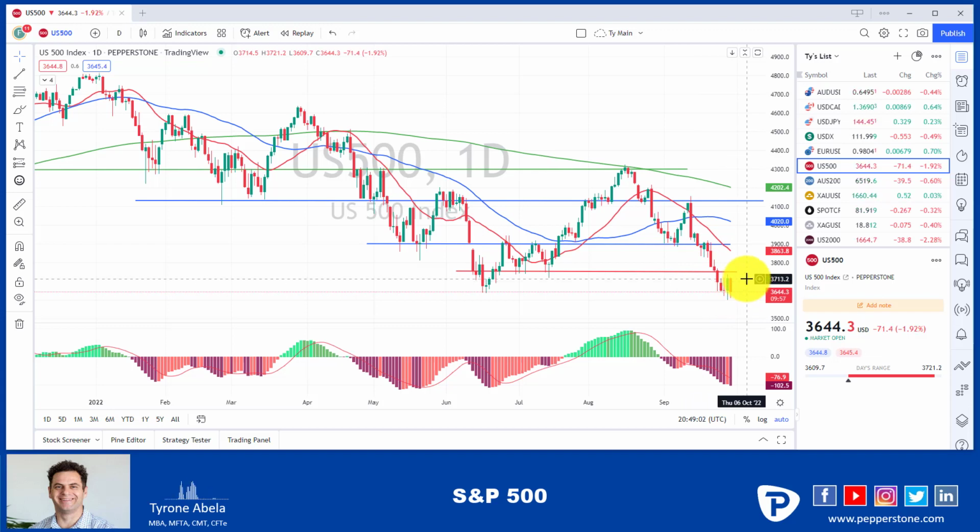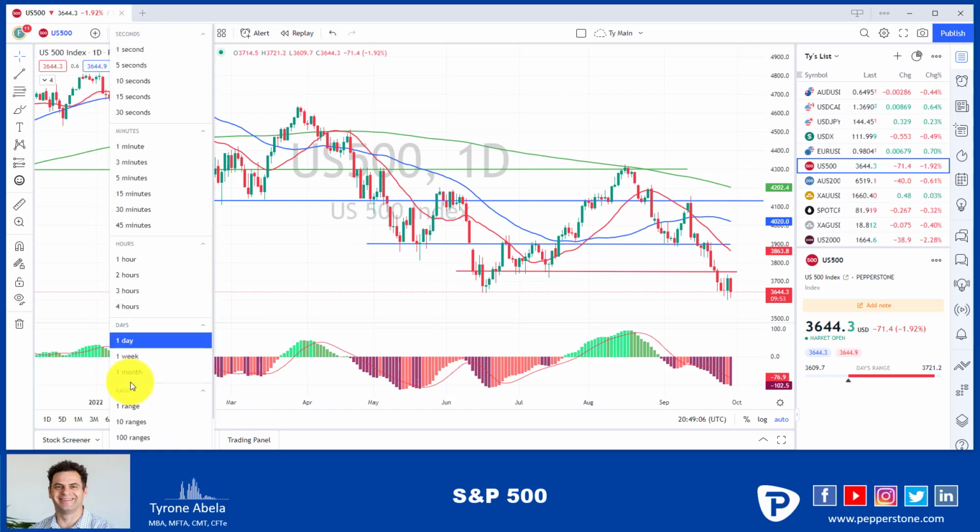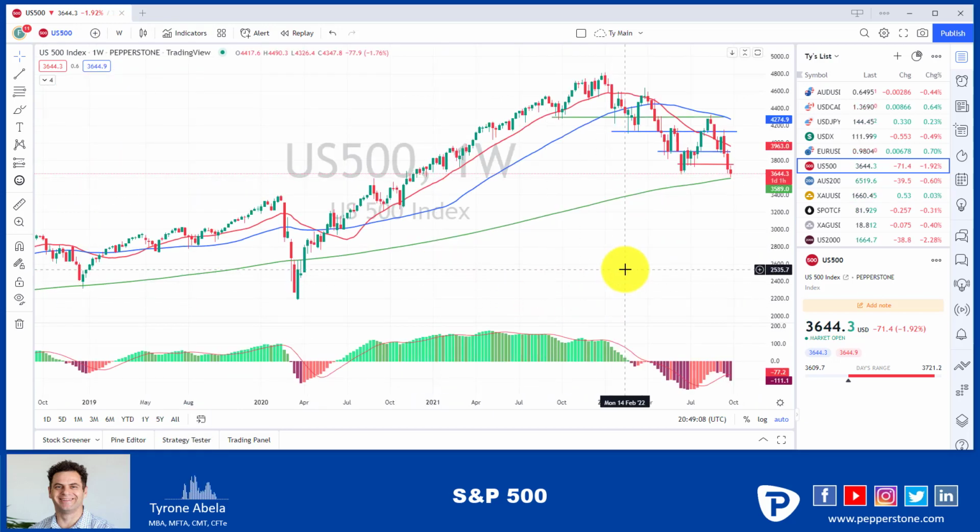But for me, the important close is going to be the weekly. Wherever the weekly close is probably going to set the tone for next week. You can see that we're basically at support. There's no worries about that. We hit the 200 moving average.